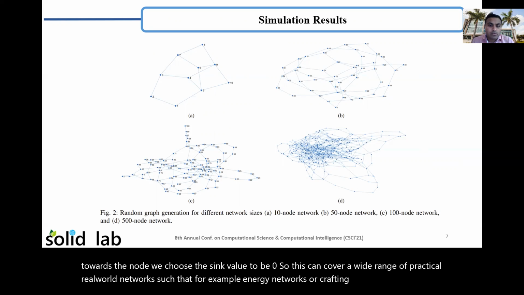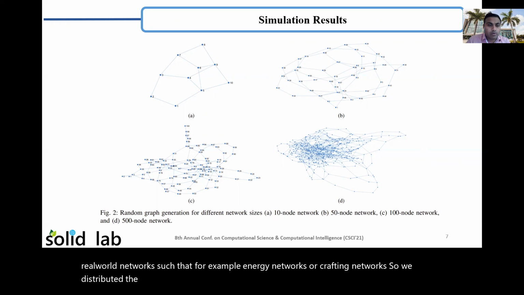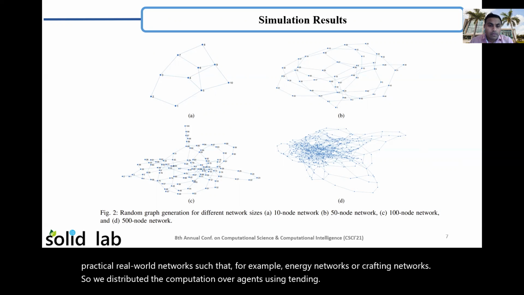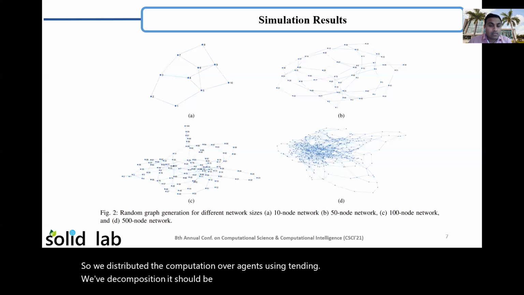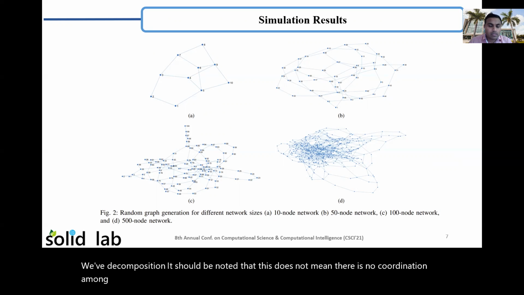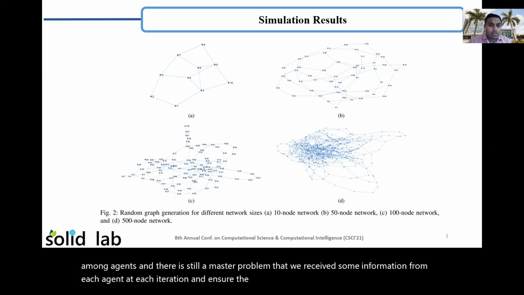So we distributed the computation over agents using Dantzig-Wolfe decomposition. It should be noted that this does not mean there is no coordination among agents, as there is still a master problem that receives some information from each agent at each iteration and ensures convergence towards the optimal solution by sending control signals to each decision-making agent.